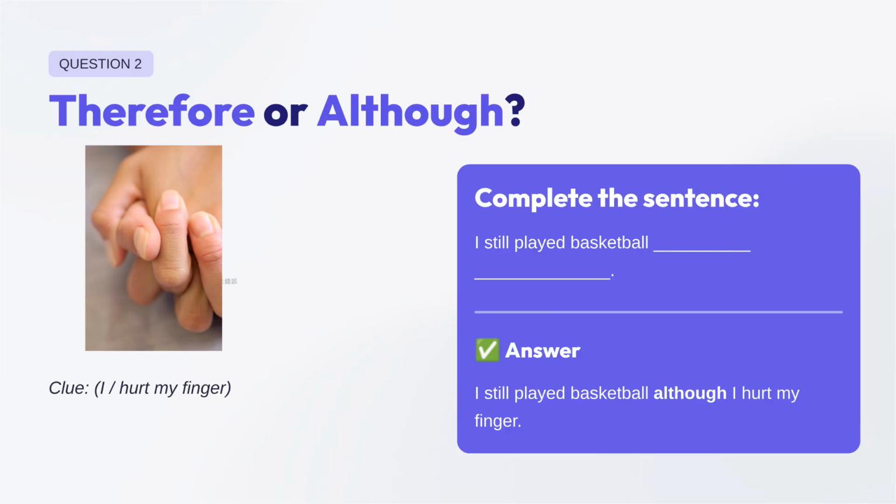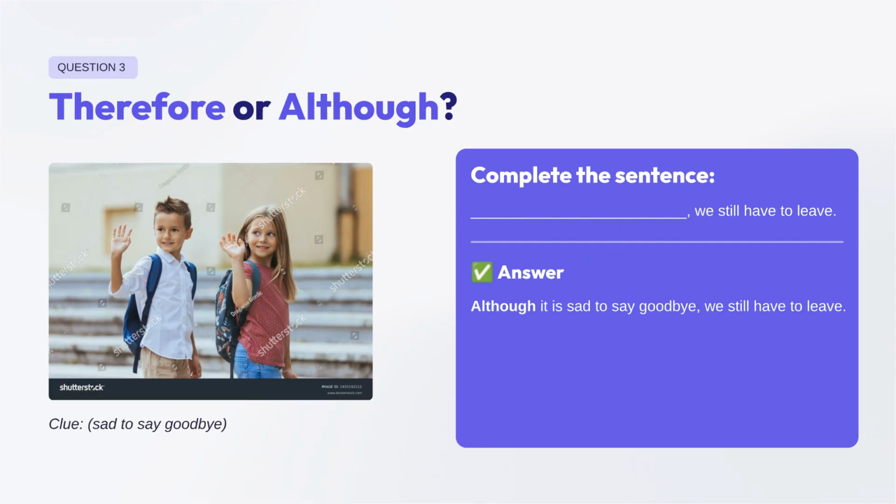Look at question 2. Using the clue, I hurt my finger, should we use therefore or although? The sentence starts, I still played basketball, blank. Because playing basketball contrasts with having a hurt finger, our complete answer is, I still played basketball, although I hurt my finger.